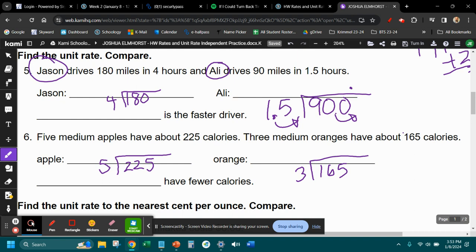So we're dividing to find Jason's unit rate. 180 divided by 4: 4 times 4 is 16. There's 2 left over. Bring the 0 down. So Jason is driving 45 miles per hour.